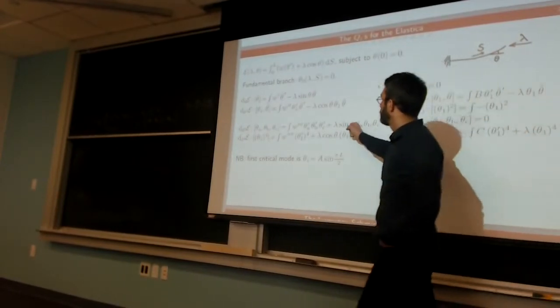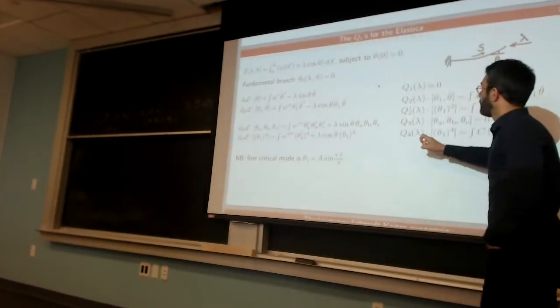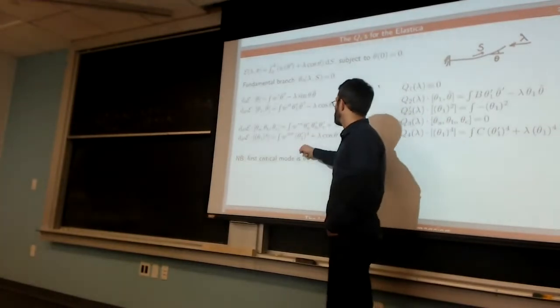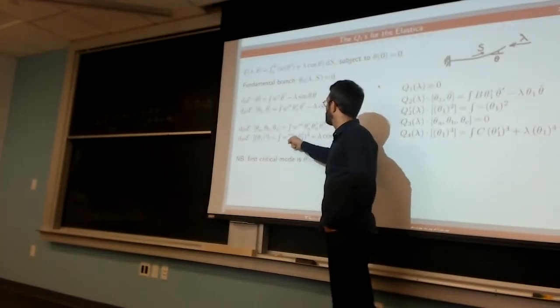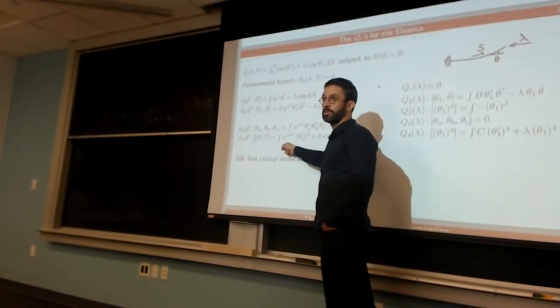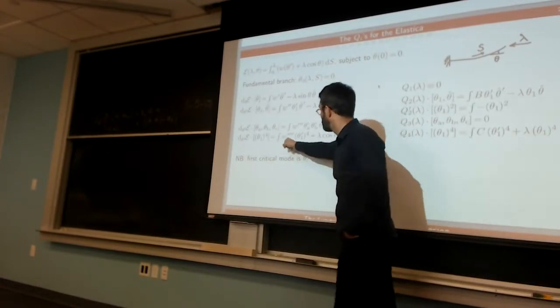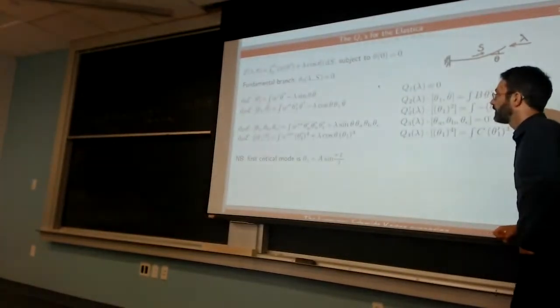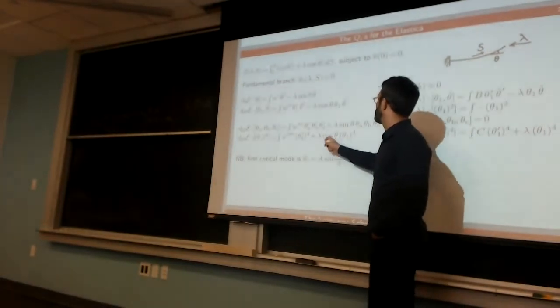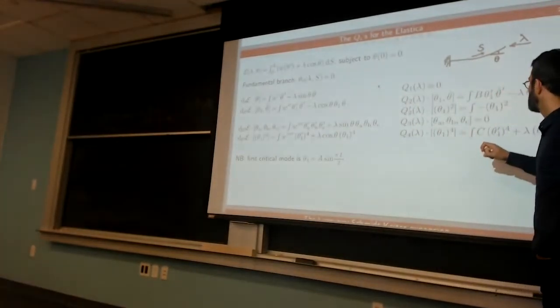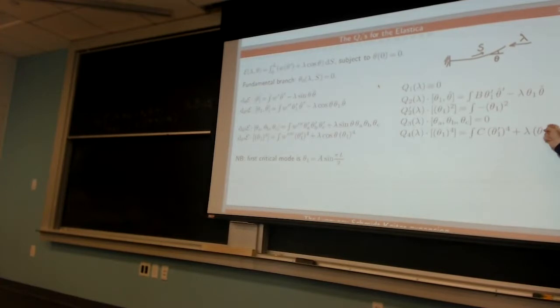So that would be 0 for Q3. And Q4, one more variation, and you have that's a non-linear elasticity modulus. Okay, and we see that it's important in this non-linear theory. And then you have another coefficient with minus 0. You evaluate that on the base, on the fundamental branch, and you get this.